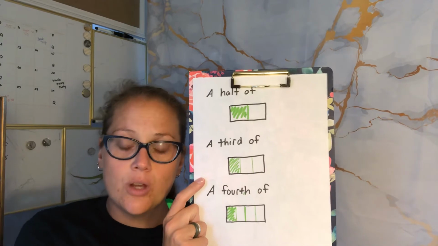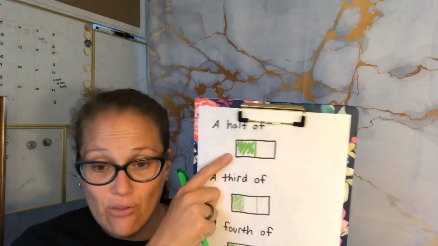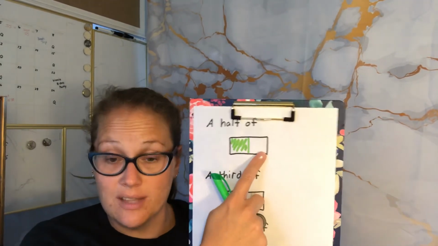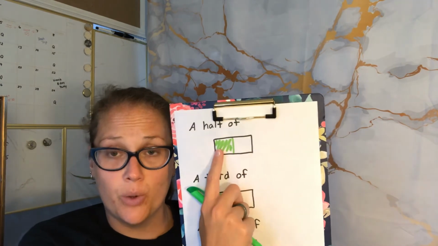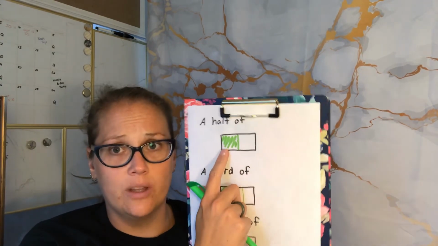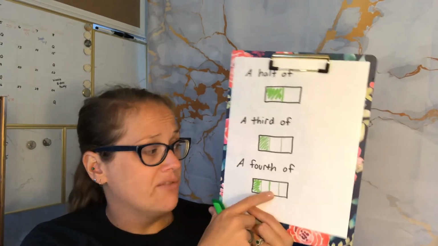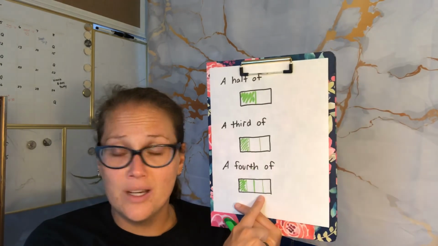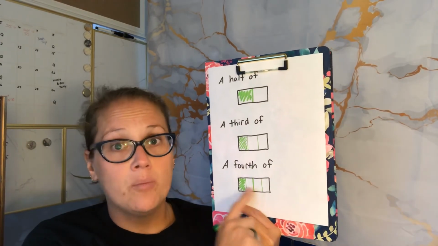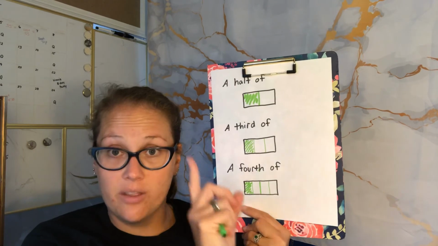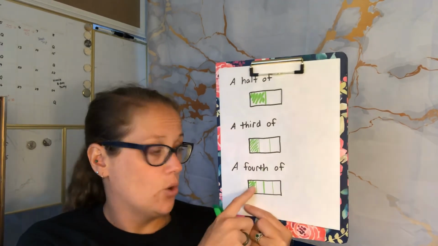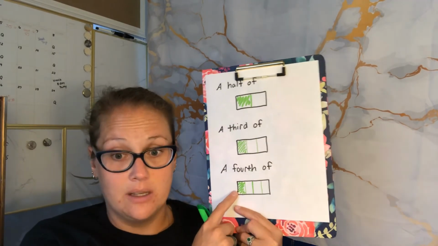Now it doesn't matter which one you color. If I ask you to color a half of a rectangle and you color the second one instead and leave the first one open, that's okay. That's totally fine. If I ask you to color a fourth and you color the third one, totally up to you. But when we're coloring a fourth, that means 1/4. So you can only color 1 of those pieces. Okay?